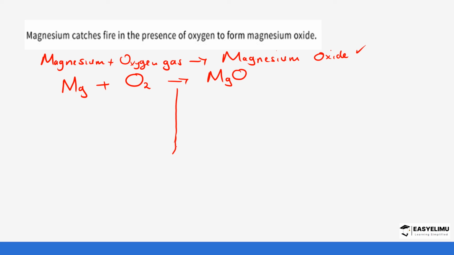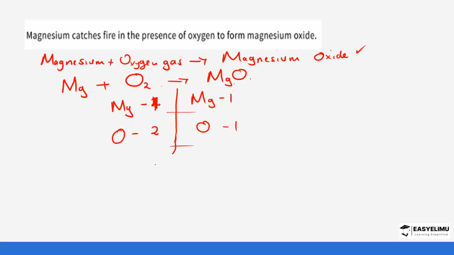So for magnesium, we have a total of 1 atom on the reactant side, and for oxygen, we have a total of 2 atoms on the reactant side. On the product side, we have 1 atom of magnesium and 1 atom of oxygen. You can see 1, 1 and 1, 2. So our magnesiums are okay, but our oxygen atoms are not equal. So we have to make them equal.